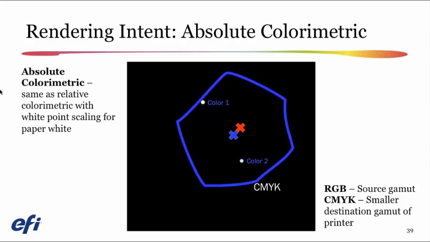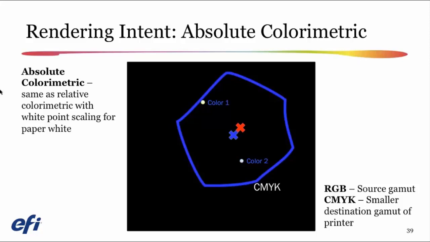And for RGB to CMYK, this isn't a particularly useful example. But if I'm converting from CMYK, let's say the swap gamut, to the CMYK gamut of my output device, and I use absolute colorimetric, I will actually simulate the paper white of that source profile. Why would I want to do that?